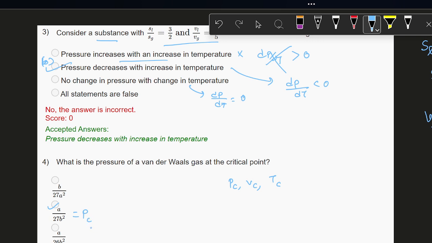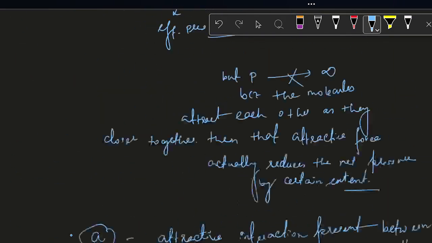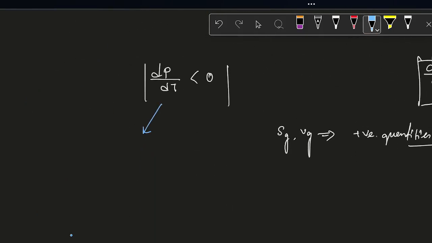So you can directly know the answer and tick it off, but we'll actually solve for all the critical parameter values so that there is a solid idea of how these critical point parameters come about and how they are derived. So let us start solving.